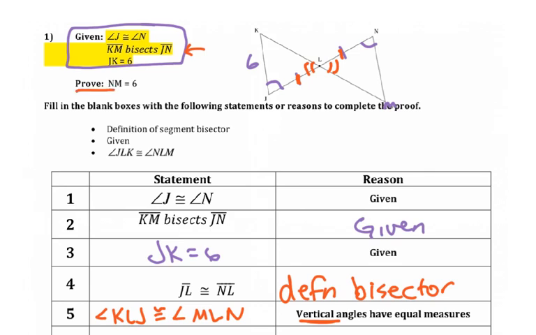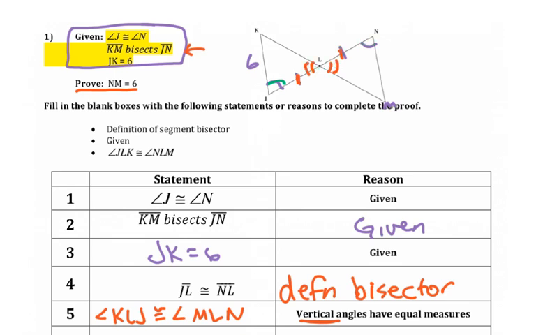It says we're trying to prove that NM is equal to 6. So I'm trying to prove this right here. I don't know that, so I'm not going to write that down because I haven't proven it yet. So I need to think about what I know. Looking at my two triangles, this triangle and this triangle, do I know anything about those two triangles? Look at what we have. We have an angle and a side and an angle. So I actually can prove that those two triangles are congruent to each other.